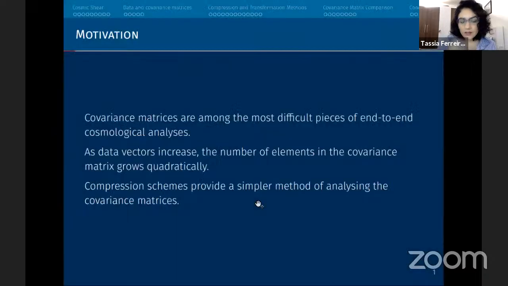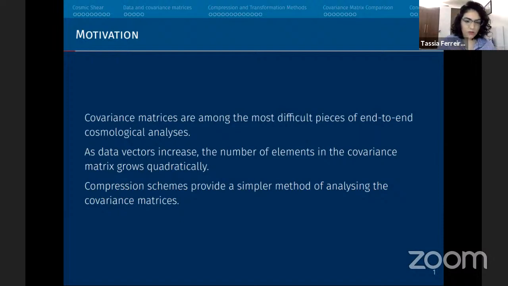And before I start jumping into the seminar, I'm going to give you a bit of motivation behind what we're doing. So basically, covariance matrices, they're among the most difficult pieces of end-to-end cosmological analysis. And we say that because they are, I want to say, extremely hard to obtain. I know some people here work on covariance matrices, so hopefully they'll back me up on this. They're very difficult to obtain, and not just very difficult, there are many small caveats. It's also very time consuming.